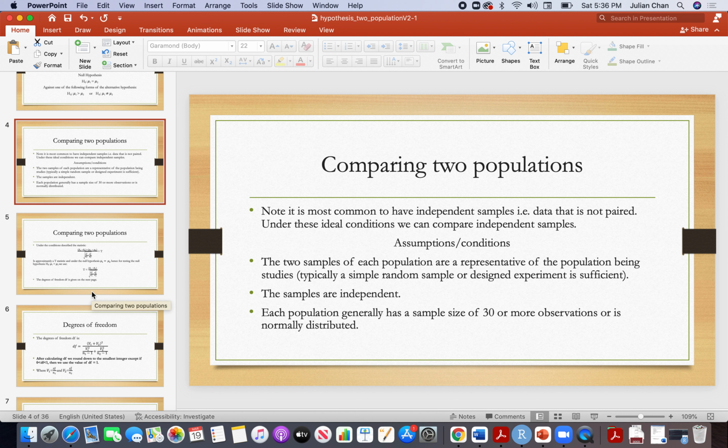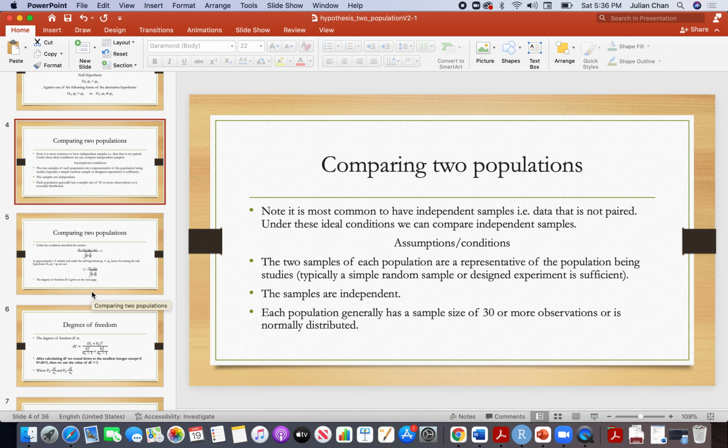Now, this test of hypotheses has certain assumptions. One of the assumptions is that the samples of each population are representative of the population. So, i.e., a random sample is typically sufficient. A designed experiment is better, but typically is less practical.